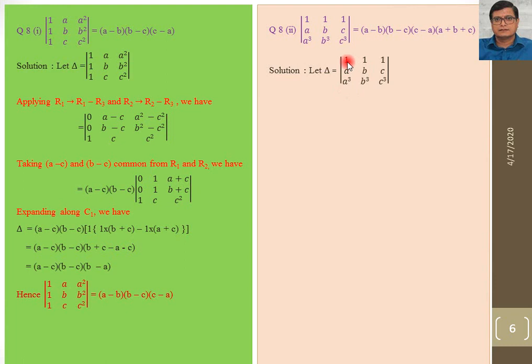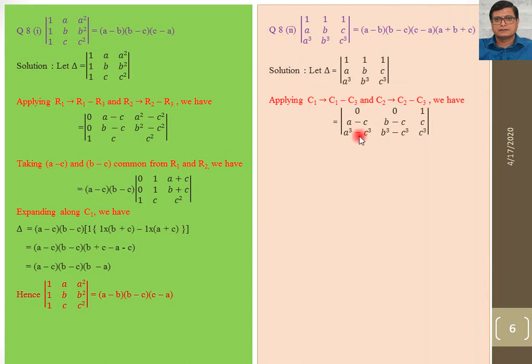Since the elements of R1 are 1 here, we do the operation column-wise. In C1, C1 minus C3, and in C2, C2 minus C3, because these elements are 1 here. How do we make this element 0? Obviously we do the operation along C1, C2, so C1 minus C3 and C2 minus C3. So we have 0, 0, 1, a minus c, b minus c and c, a cube minus c cube, b cube minus c cube and c cube. These are the elements of R3.